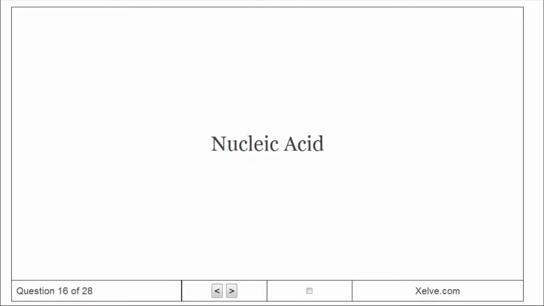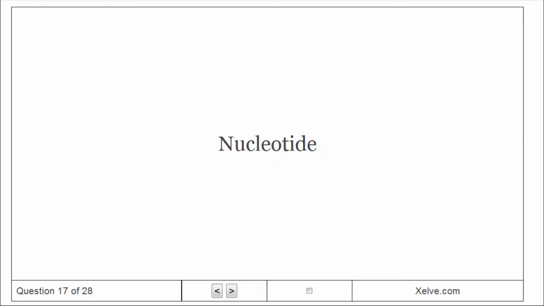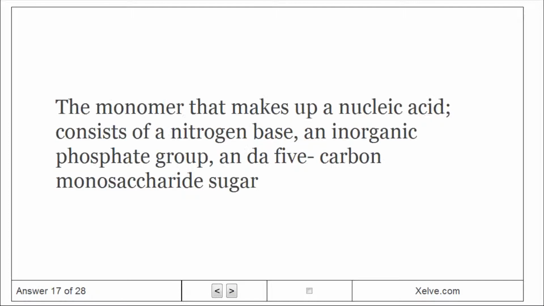Nucleic acid. A nitrogen-containing biological polymer that is involved in the storage and transmission of genetic information. Nucleotide. The monomer that makes up a nucleic acid consists of a nitrogen base, an organic phosphate group, and a 5-carbon monosaccharide sugar.